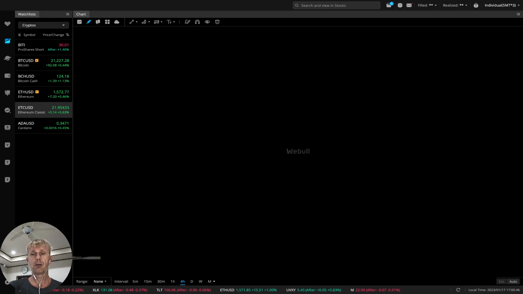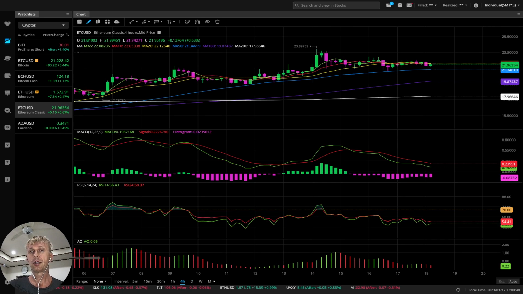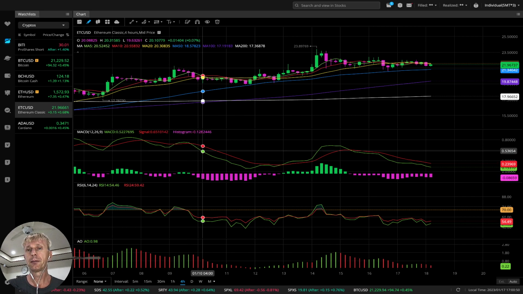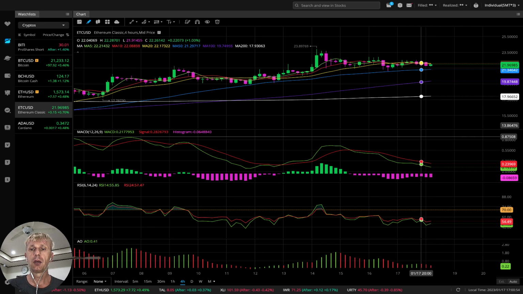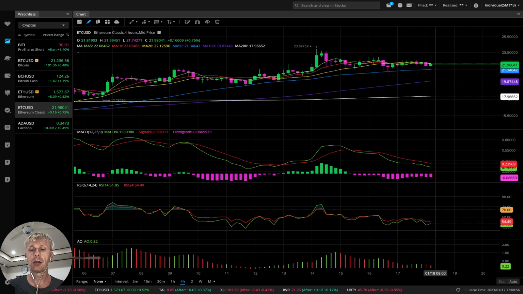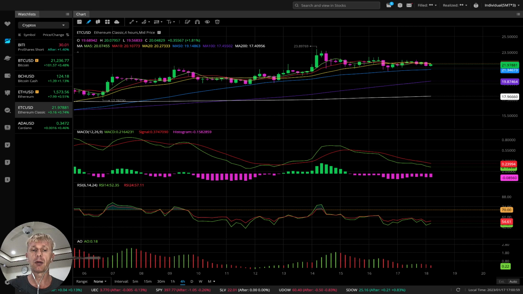Let's check 4 hours. On 4 hours, it's already changed direction to bearish. Last bar closed below MA5, 10 and 20. Bearish crossover on MACD, on RSI, and also oscillator. Bearish trend on 4 hours.